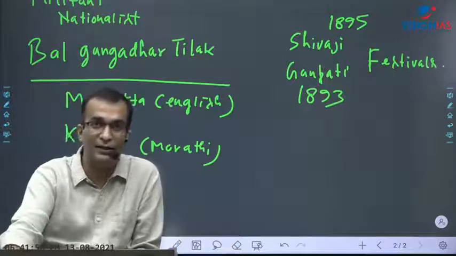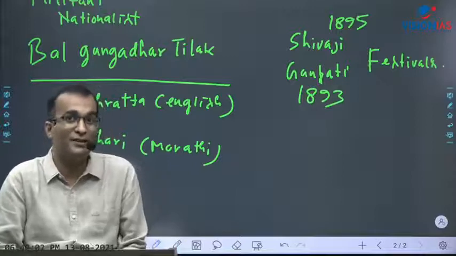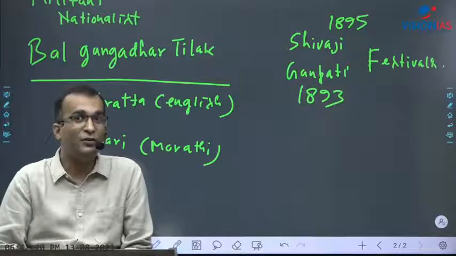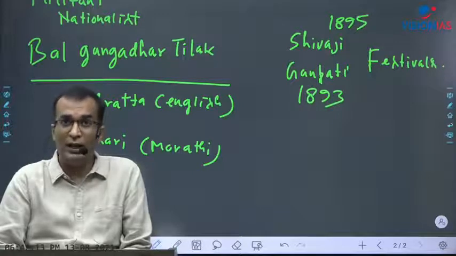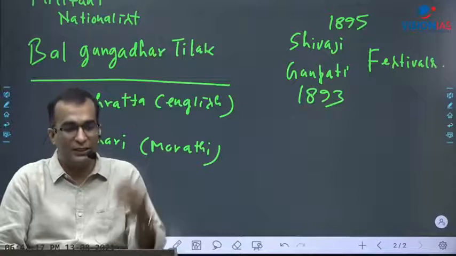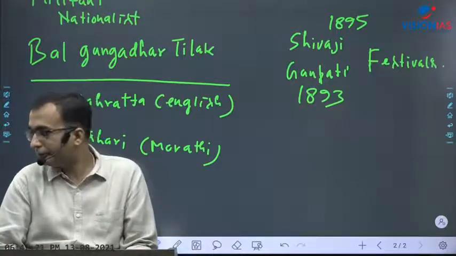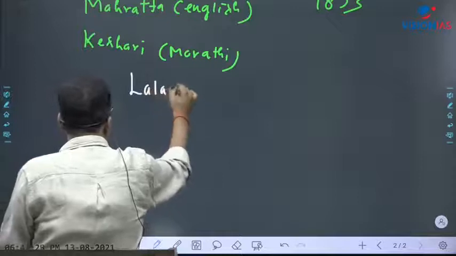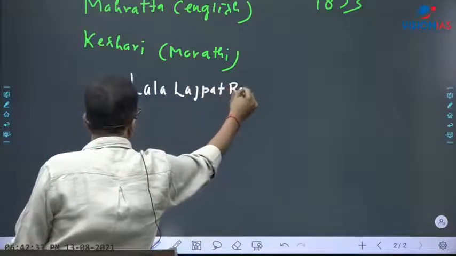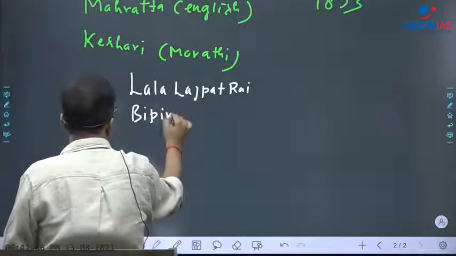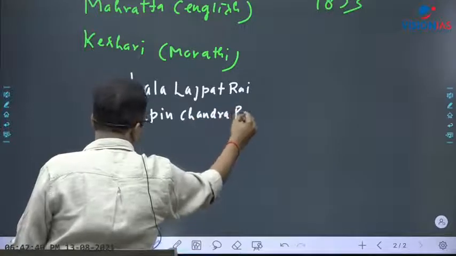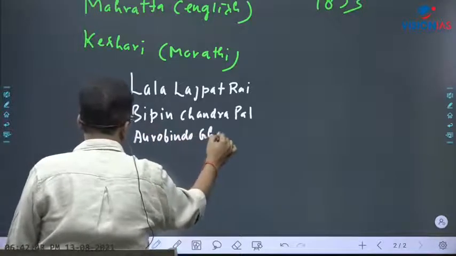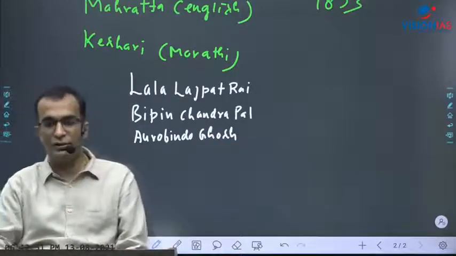He was supported by the nationalists, and I hope you know the names of the people who must have supported Bal Gangadhar Tilak. They are commonly termed as the extremist leaders of the Congress, and these people were Lala Lajpat Rai, Bipin Chandra Pal, and also Aurobindo Ghosh. So please mention that he was supported by Lala Lajpat Rai, Bipin Chandra Pal and Aurobindo Ghosh.